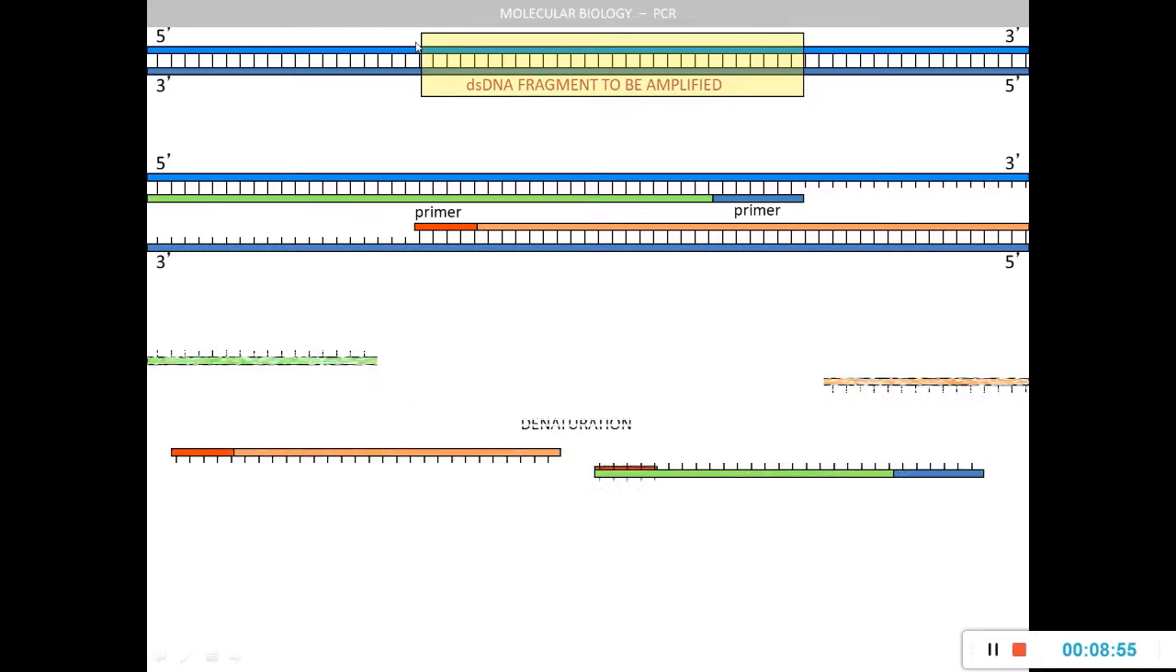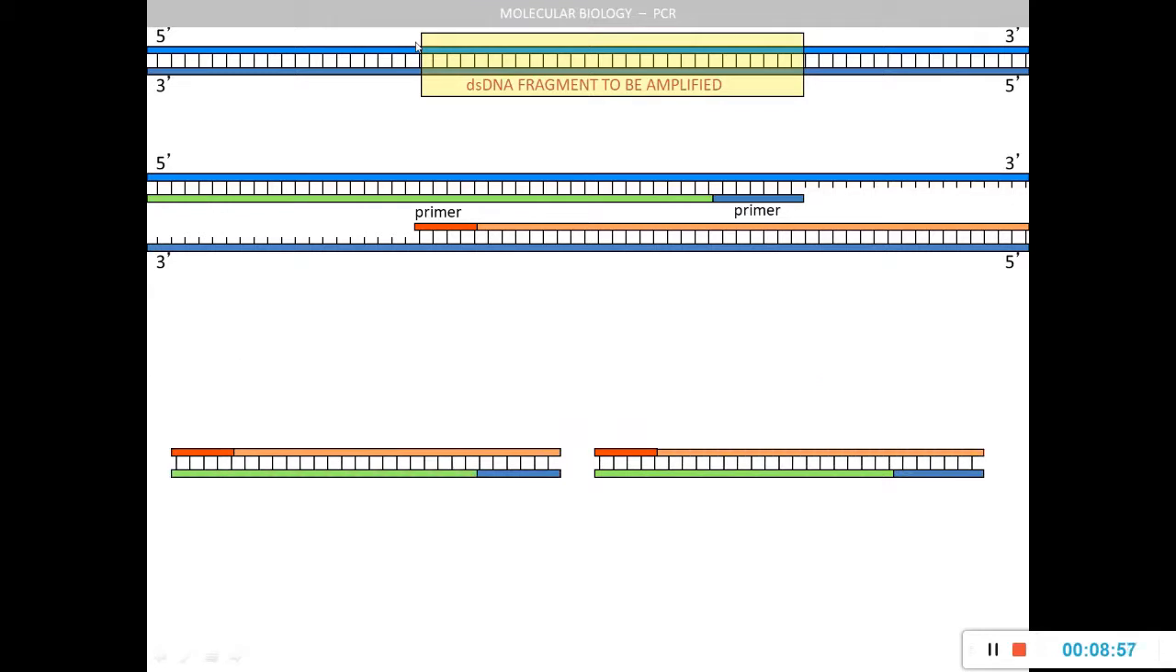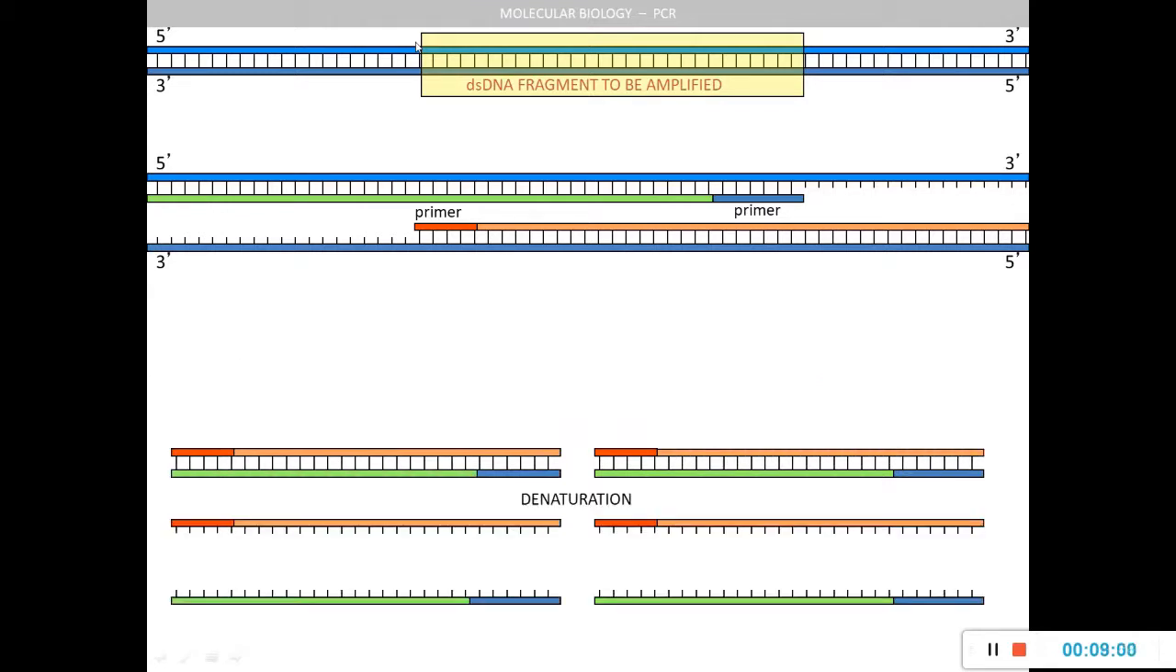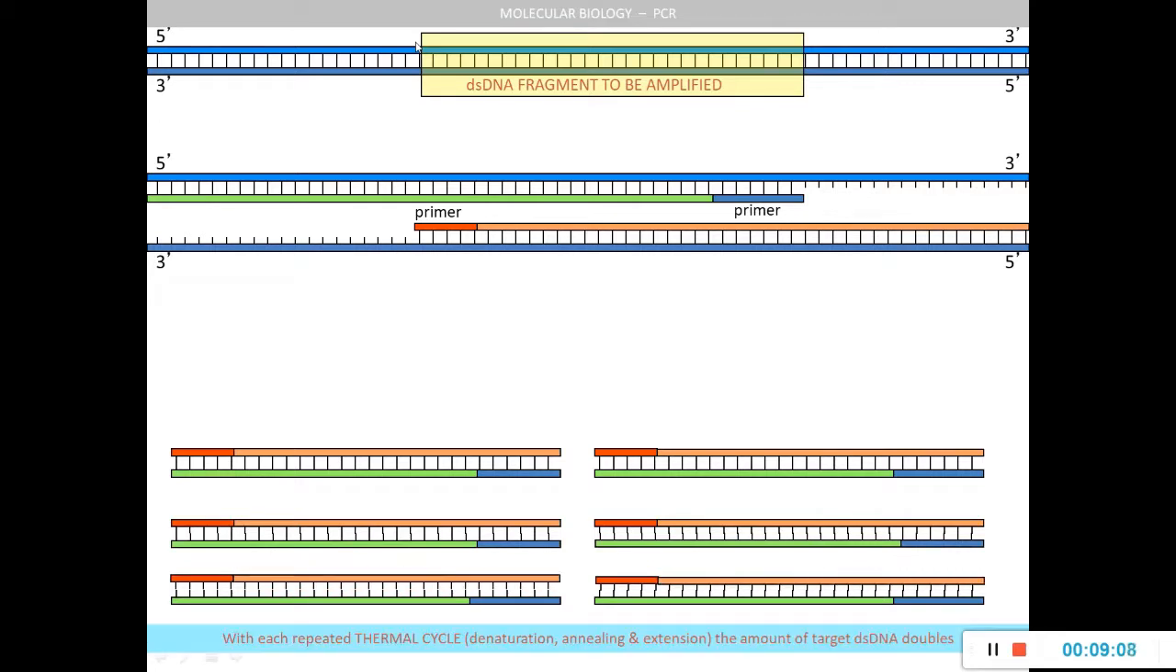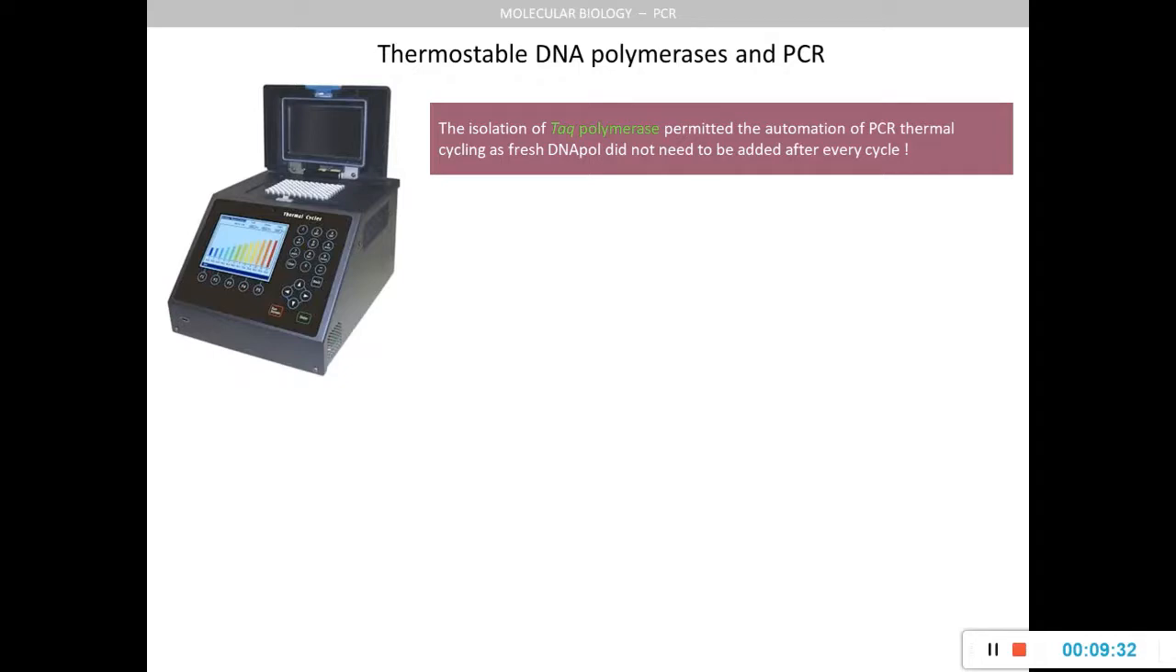Again, denaturation, annealing, extension, denaturation, annealing, as well as extension. So with each repeated thermal cycle of this thing, you can see that the amount of the target double-stranded DNA doubles. So this was a strand of double-stranded DNA which we had to produce, and with each cycle, what happens? The double-stranded DNA molecule will be found to be increased. So this is a machine which was used for the PCR.